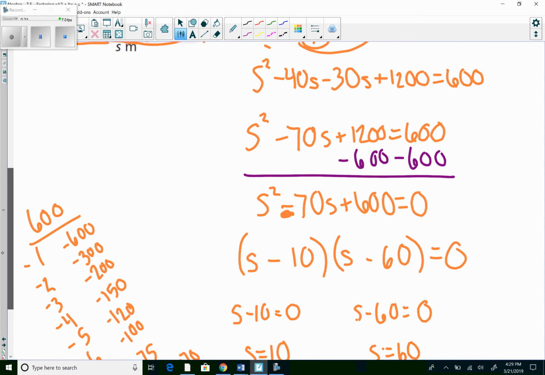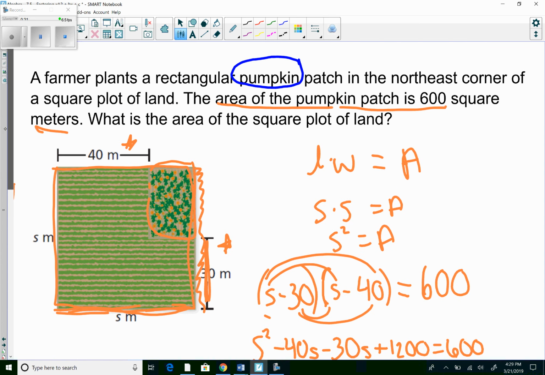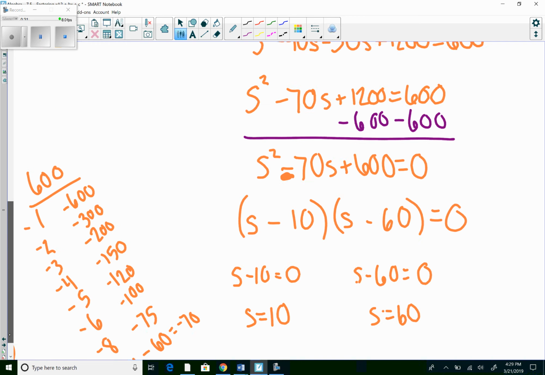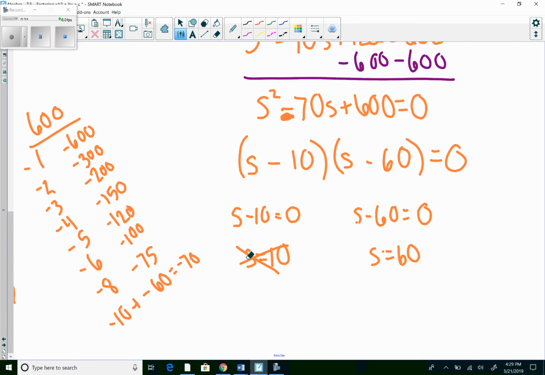Now, the two solutions we got were 10 and 60. Let's look back at this picture. Is 10 going to work for this or this? I mean, think about it. You've got side lengths of 40 and 30. Is 10 going to work for S? Hopefully you're all shouting at me right now and saying, no, Mrs. K, it's not. You're 100% correct. 10 isn't going to work. It just doesn't make sense for one of those sides to be 10 meters. So we come up with that one S, that one side length, to be 60.